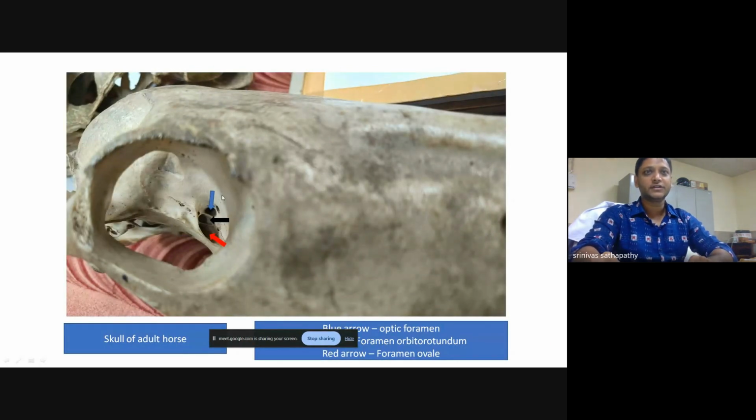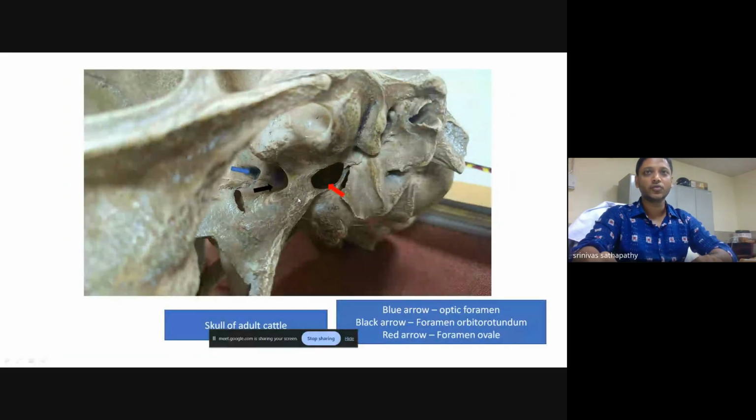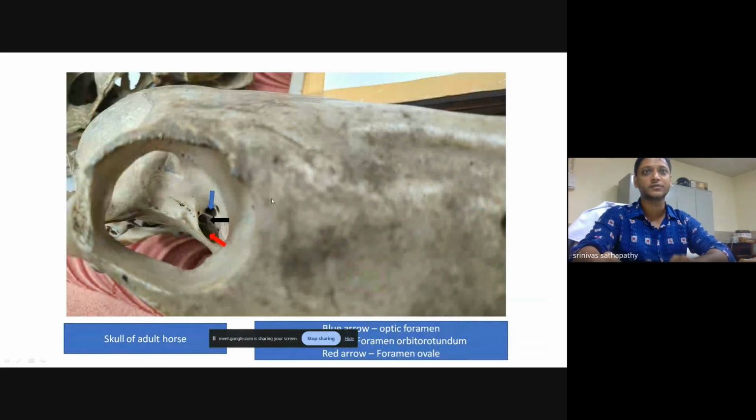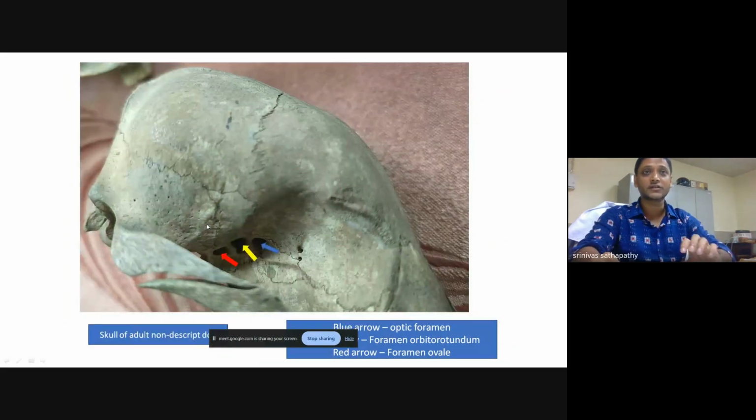Now you see this is the location in case of horse. The back slide shows the location in case of cattle. You see the distance among the foramina, they are quite far from each other if you compare this with that of the horse. Similarly, the same case is observed like horse. In case of dog, they are much closer to each other.